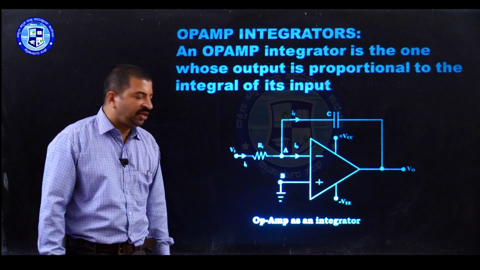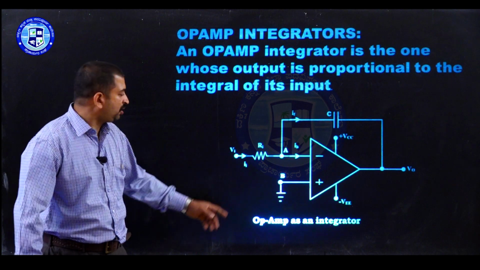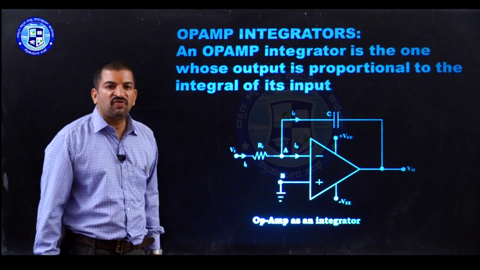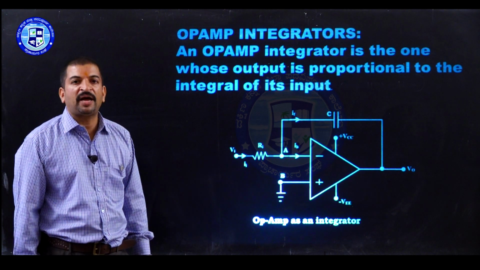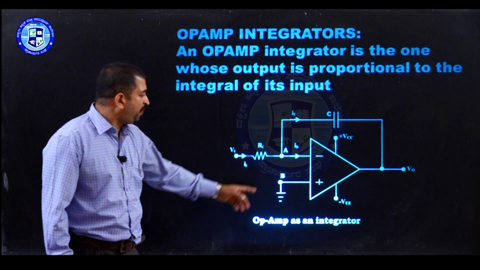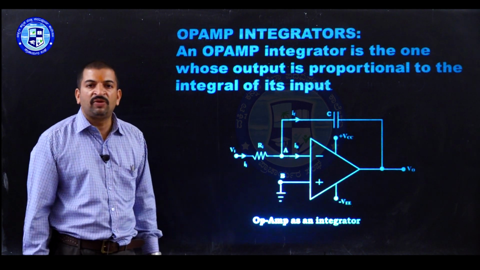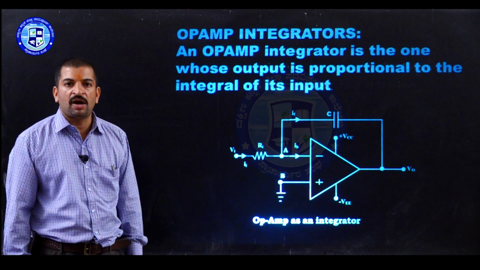Now, the currents. II is the current flowing through the resistor Ri. IF is the current flowing through the feedback capacitor. IB is the current entering into the op-amp. The non-inverting input terminal of the op-amp is connected to the ground.